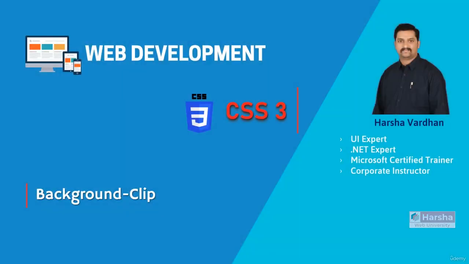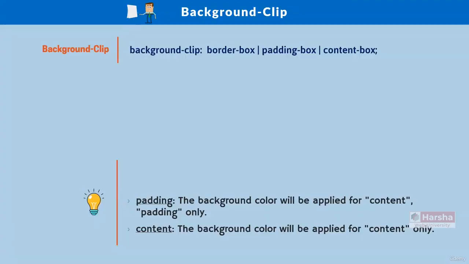In CSS, there is a property called background-clip, which is used to specify where the background color or background image should be displayed within the element. Here we have three options, that is border-box, padding-box, and content-box. The default value is border-box.